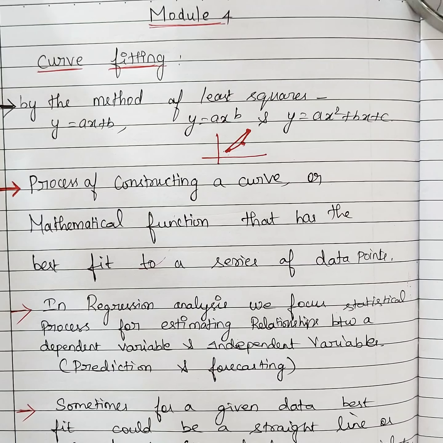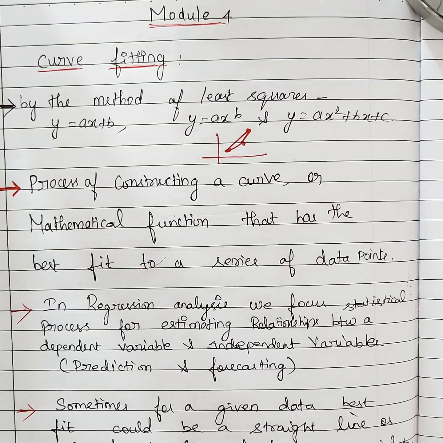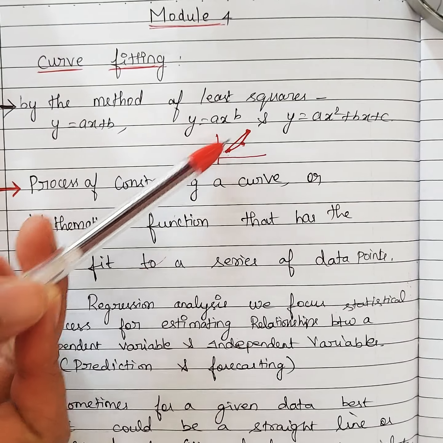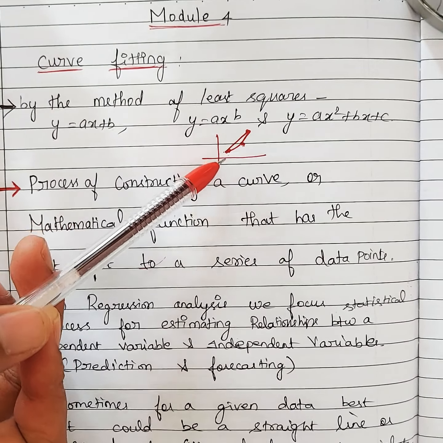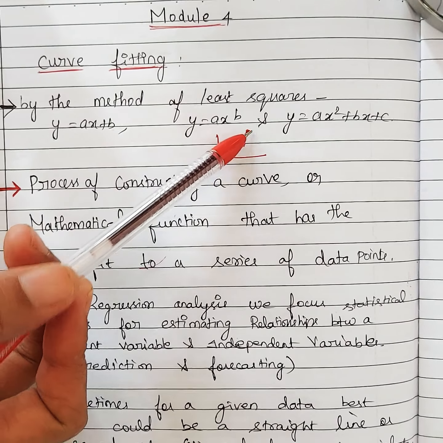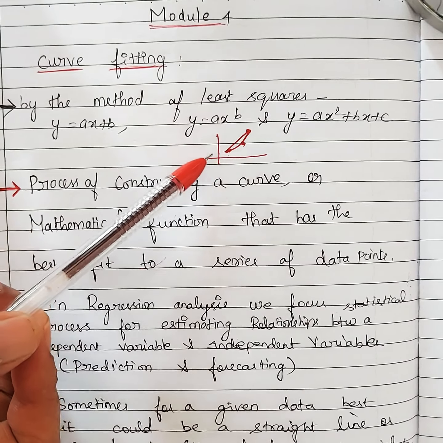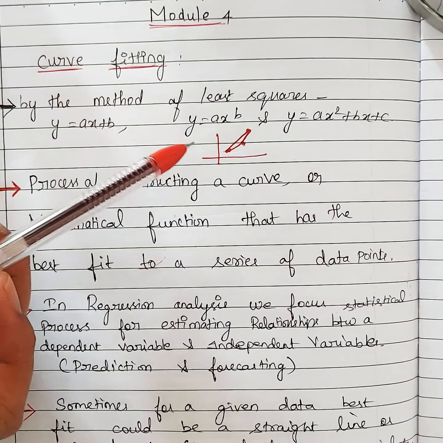In this video, let's see about curve fitting. So we've got a set of data points, and it is a process of constructing a curve or mathematical function that has the best fit to a series of data points. Say we have these 3 points, we have collected this data. So either we can draw a line or construct a curve that almost fits to the given data.